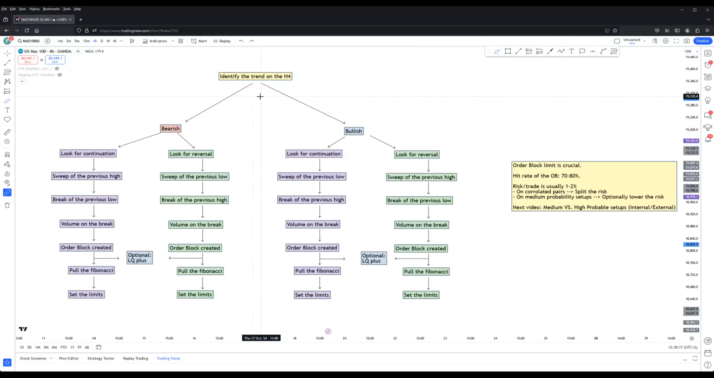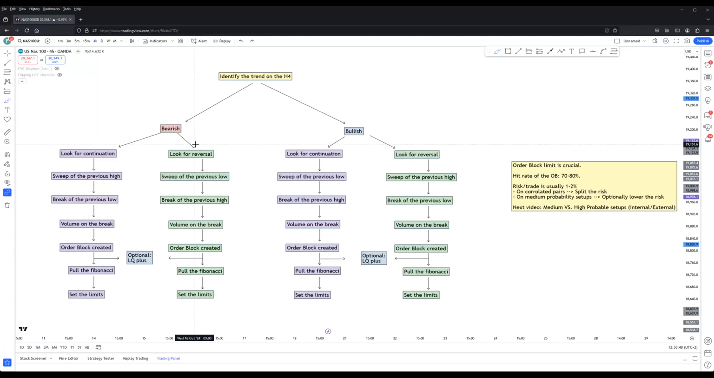So after we identify the trend, we identify if it's bearish, if it's bullish, we have a few steps to complete. There is always a first step to complete, which is that we have to identify if it's a continuation or a reversal trade. So let's say that we have a bearish trend, right? We just took a look at the 4-hour time frame. We saw that price is breaking structure to the downside over and over again. We have a nice clean bearish structure. We identified it, and we now look for either a continuation or a reversal trade.